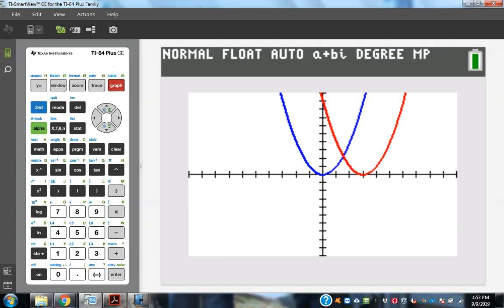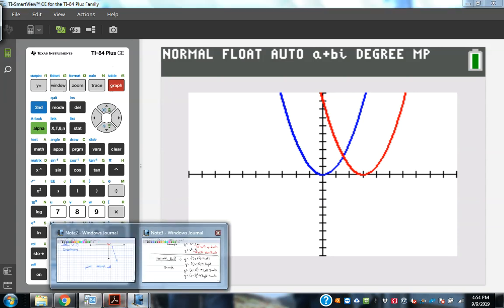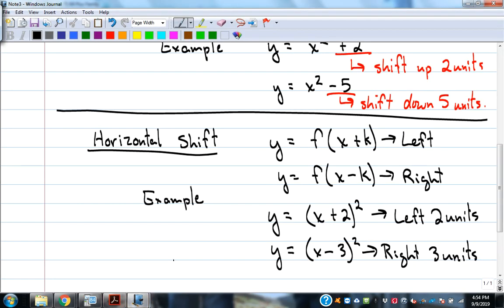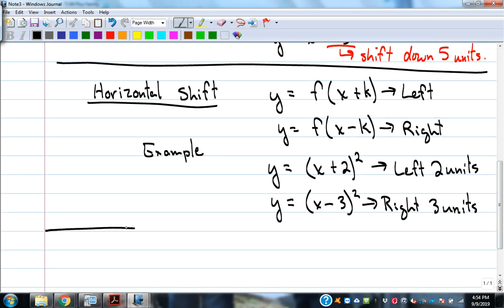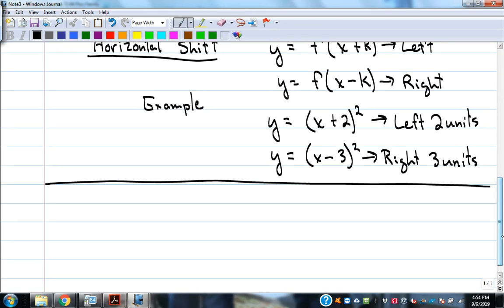Okay, so vertical happens on the outside, horizontal is going to happen on the inside, and you're going to think parentheses are going to be involved if it's a horizontal movement. So that's going to be helpful. Okay, so that's shifting left, right, up, or down. Let's talk about stretching and compressing. So same idea though. Again, vertical happens on the outside, horizontal on the inside. So a vertical stretch.